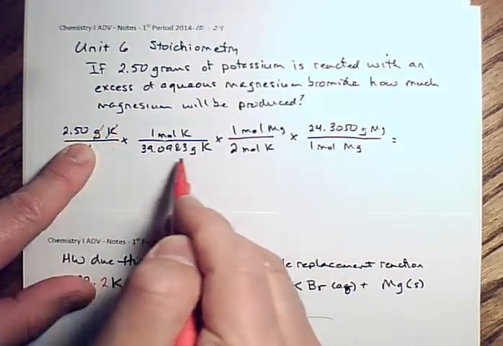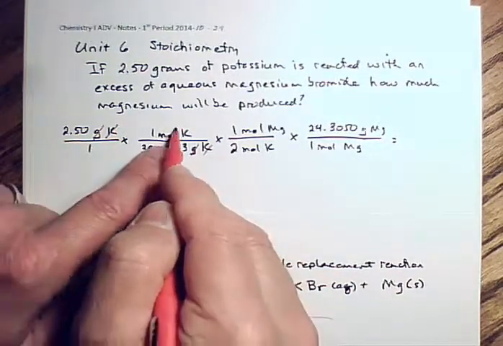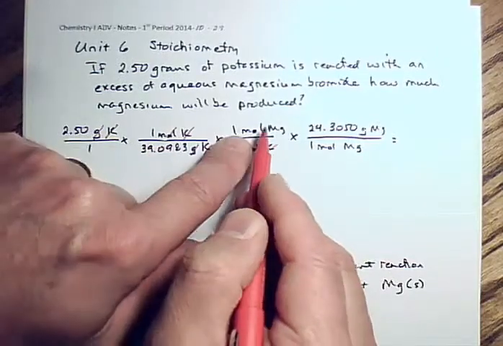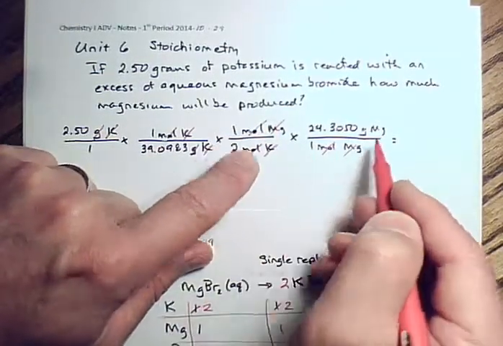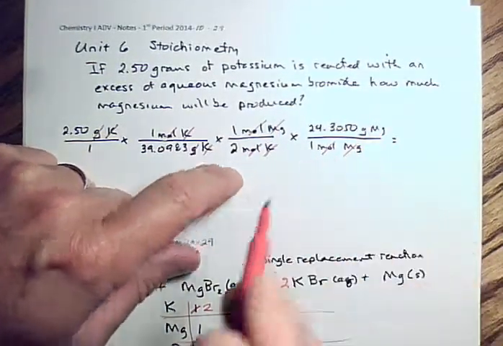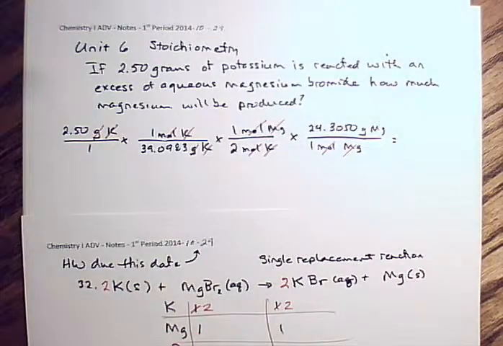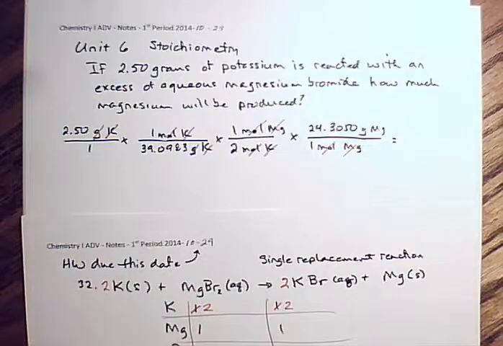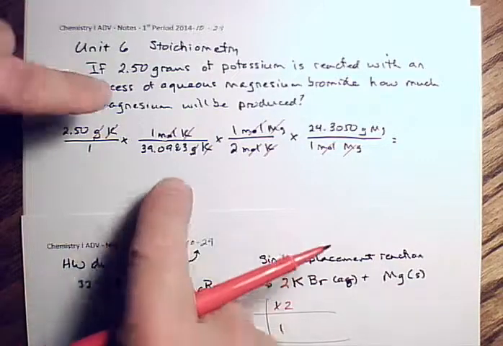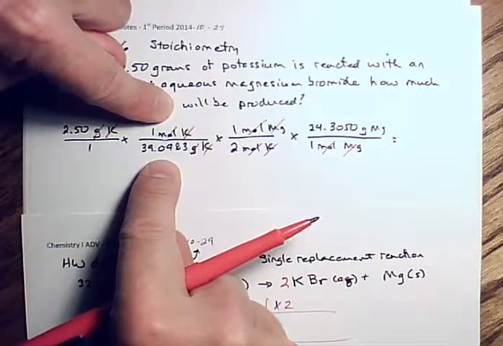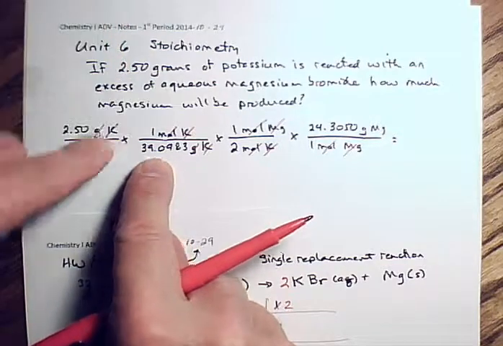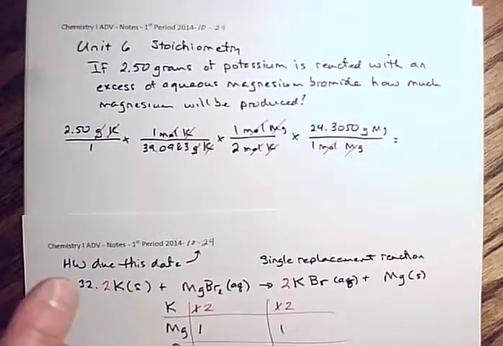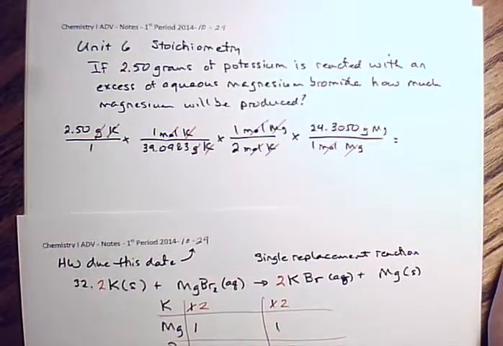Grams cancel, potassiums cancel. Moles cancel, potassium cancels. Moles of magnesium cancel. And all I've got left is magnesium and the mass, and that's what I'm looking for. This is the process of dimensional analysis. So all that stuff in Unit 1, where you learned about conversion units and canceling out units in dimensional analysis, it comes back again. This is where we're going to really use it.